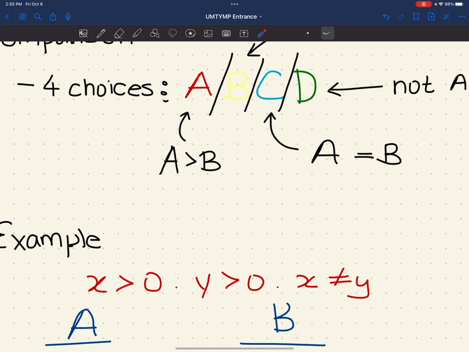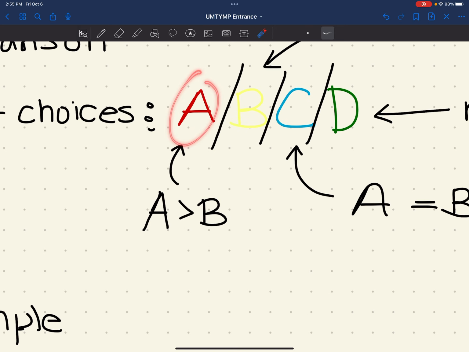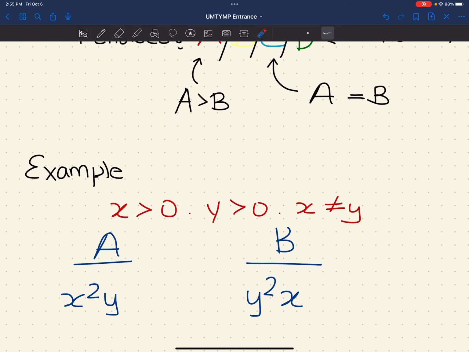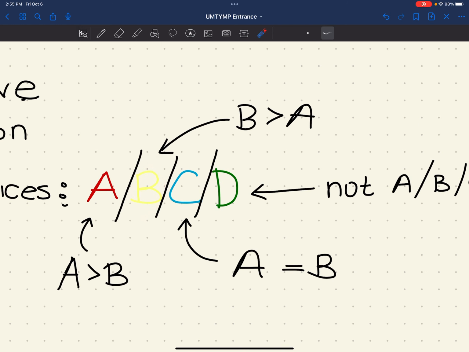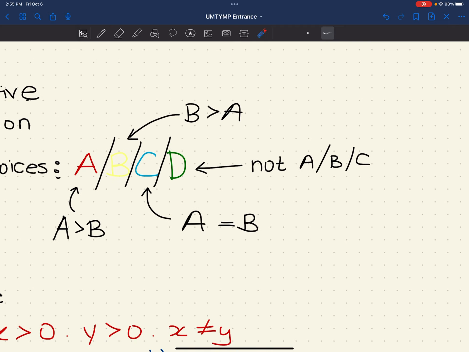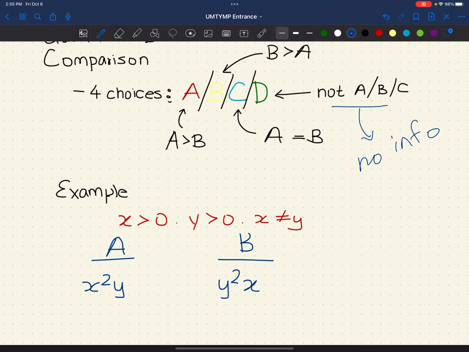So what do these mean? If you circle A, that means that you think that quantity A is greater than quantity B. And we'll go over an example in a bit, but if you circle B, that's quantity B is greater than quantity A. C means quantity A is equal to quantity B, and D just means there's not enough information. I might add a little side note: no info.